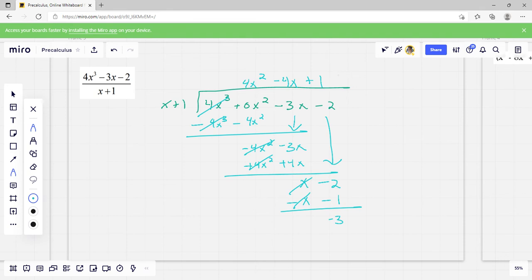So I could write that as plus negative 3 over x plus 10, not x plus 10, x plus 1. There we go. There's my x plus 1 right there. That's where I got that from. It becomes the bottom of your fraction on your answer. So the answer is 4x squared minus 4x plus 1 plus negative 3 over x plus 1.